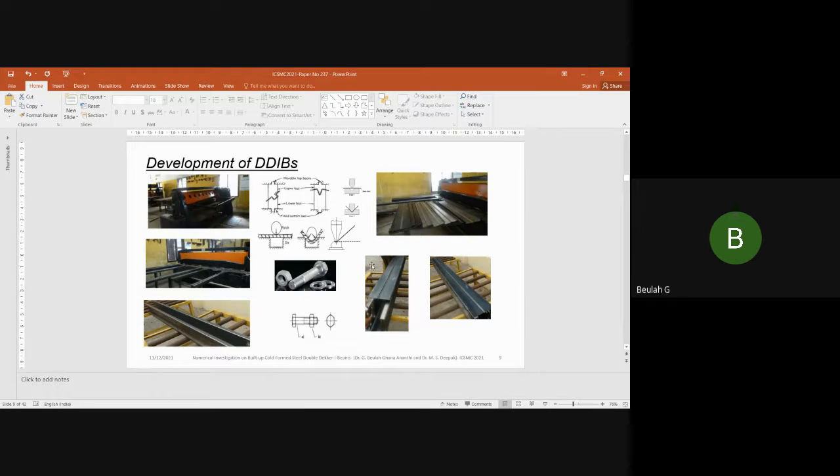So here this diagrammatic representation shows that the 2 channel sections are connected back to back. Normally we use self-drilling screws, and even if the thickness is very large, more than 2 mm or 3 mm, the self-drilling screws may not play a very significant role. So in that case, M10 bolts, these are graded bolts with washers, can be used for connectivity. So the spacing of the bolts or spacing of the screws also plays a major role, and that is the main objective of my presentation today.